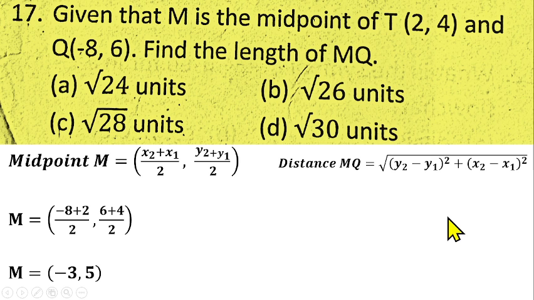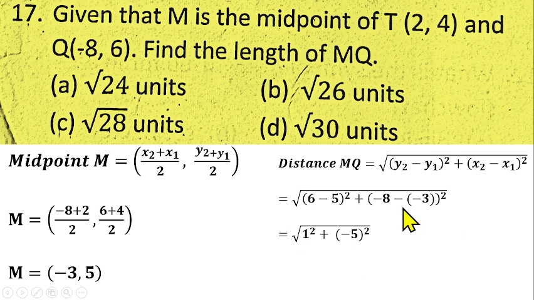If you substitute that here, you'll be having the square root of (6 - 5) squared plus (-8 - (-3)) squared. And if you simplify that further, 6 minus 5 is 1, then squared, plus, minus times minus here will give us a plus. So you have -8 plus 3, that will give us -5 squared. So that should give us 1 plus 25, that will give us 26 units, which is option B for question number 17.